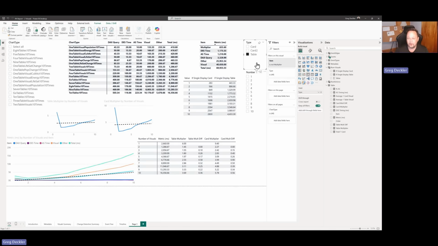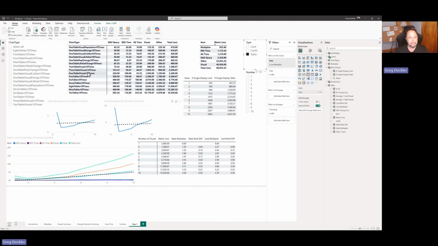So what I did: card is the card visuals, table is the table visuals, and card two is all the same card visual, 1 to 10. With table, here is one table visual, population. I ran it 10 times. And this is one table, renewable energy percent, and I ran that 10 times. Same thing with culture activity, life satisfaction, population change and life satisfaction change. So these are all of the individual timings for just one visual, and you can see it's like 410, 416. It's all in the 400 range.